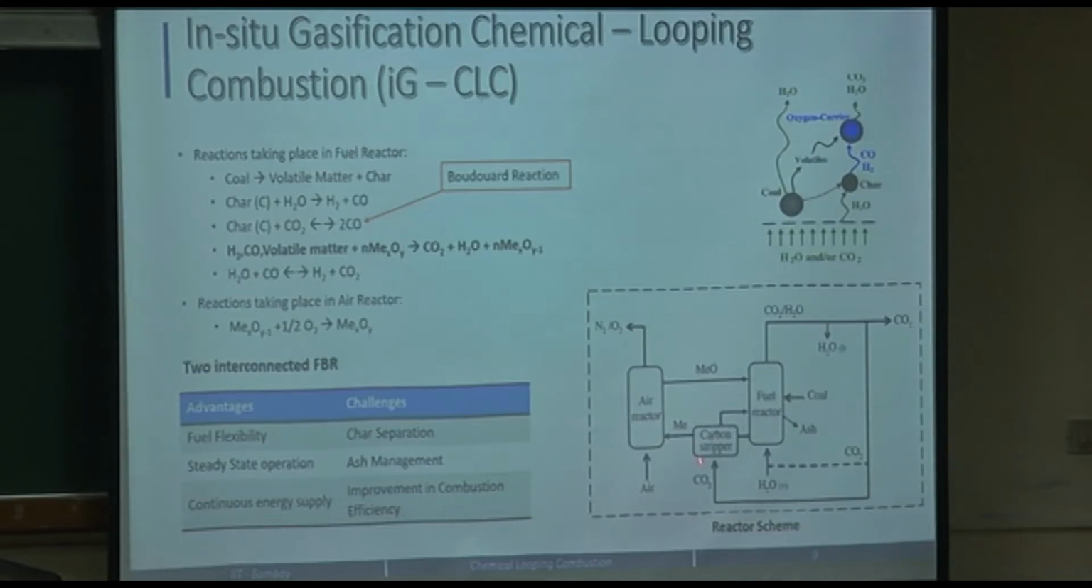So here I would again stress on this carbon stripper, because as I said, if unconverted char goes to the air reactor, we will lose on the carbon capture efficiency. So this is a key thing, an area to be developed. A strong carbon stripper could be the key to increase the carbon capture efficiency in case of CLC.